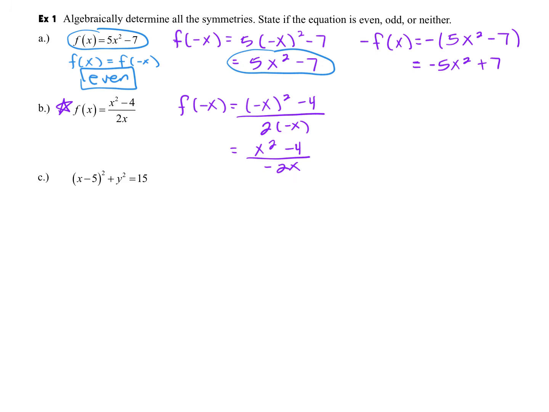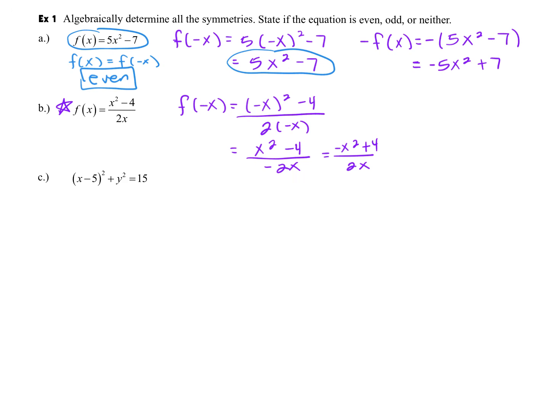This could also be rewritten. I could take this negative from the denominator and move it to the top, but then I would have to distribute it. So this is also the same as negative x squared plus 4 over 2x.